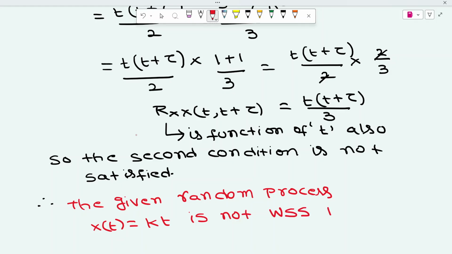Why is it not a wide sense stationary process? For a given random process to be wide sense stationary, expectation of x of t should be constant, and the autocorrelation function should be a function of only tau. But here it is not a function of tau only, it is a function of t as well. So that is why the given random process is not a wide sense stationary process. I hope everyone is able to understand how we have solved the problem.